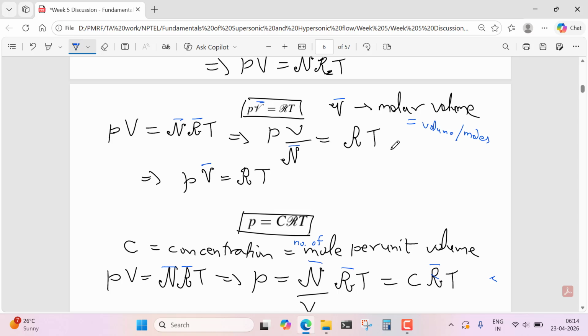Now we will see another form: P V bar equal to R T. Here V bar is molar volume, which is volume upon number of moles. You can also transform this from the equation PV equal to n bar R bar T. If we take this n bar to the left hand side, we get PV upon n bar equal to R bar T, and volume upon number of moles is molar volume. We will get P V bar equal to R bar T.